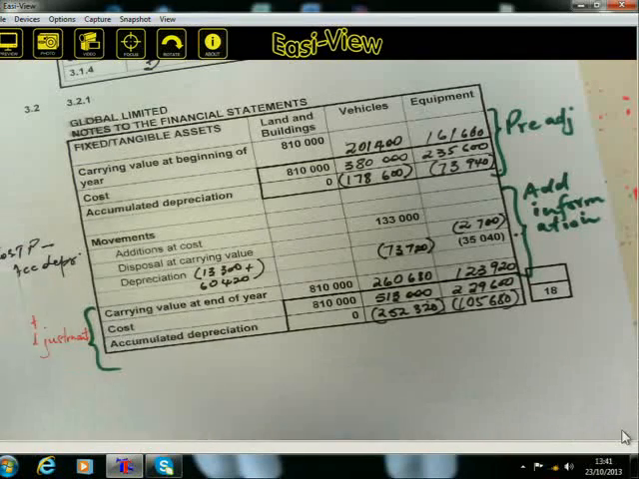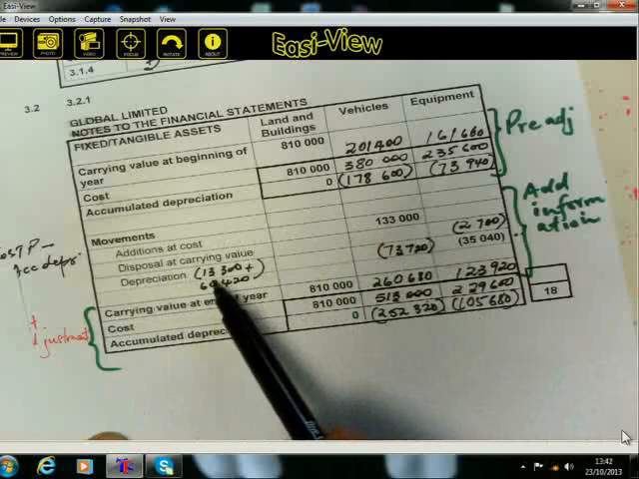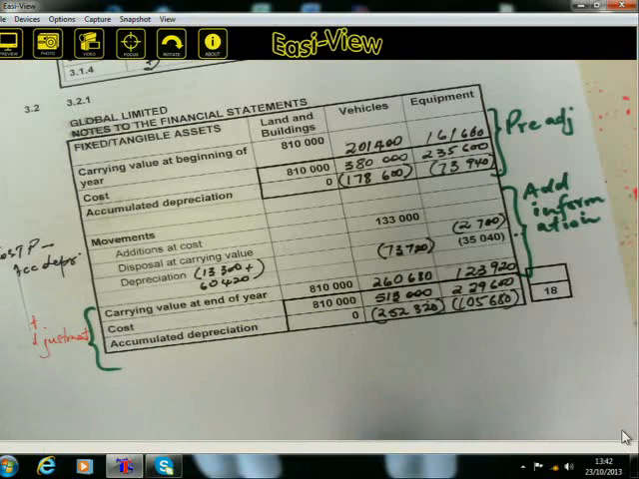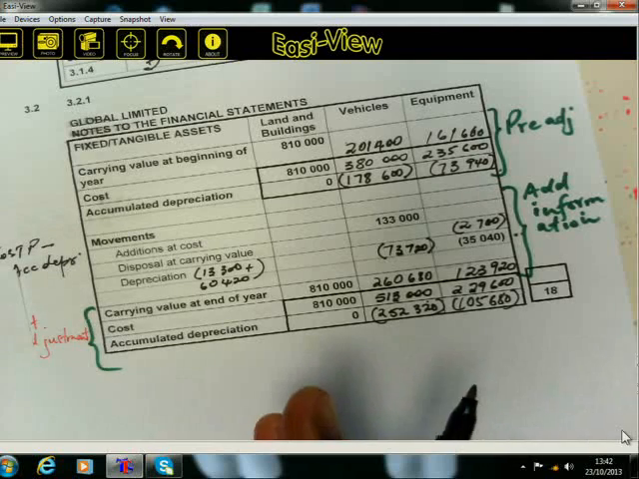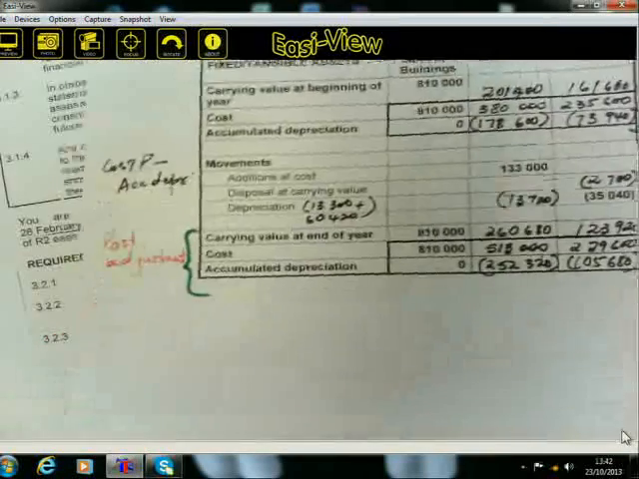So every piece of information that will be given for the movements and the depreciation, you enter it here. Do the calculations separately. You first do the new one and then the remaining one. You do the disposed one and then the remaining ones. In that way, you'll get your answers correct.